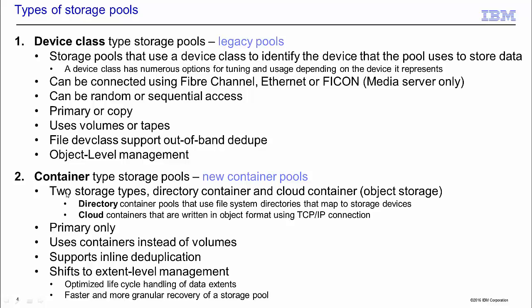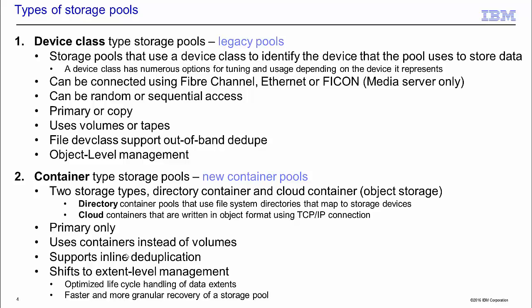When we talk about containers, there's two types of containers. We have a directory container that uses file system directories that map to storage devices associated with the Spectrum Protect server. We also have cloud containers, and these could be either on-site or off-site cloud providers. And when we write to cloud containers, we write to them in an object format via the TCP/IP connection. Our containers are primary only. We'll talk about a few exceptions there.